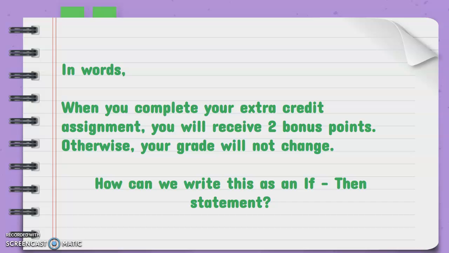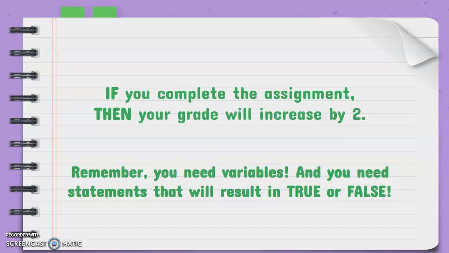What do they look like? In words, when you complete your extra credit assignment, you will receive 2 bonus points. Otherwise, your grade will not change. How can we write this as an if-then statement? Pause the video and try to write this as an if-then statement. Okay, so if you complete the assignment, so there's your condition, then your grade will increase by 2.